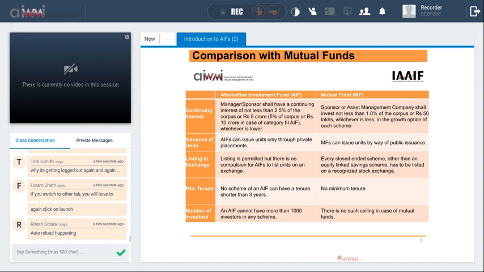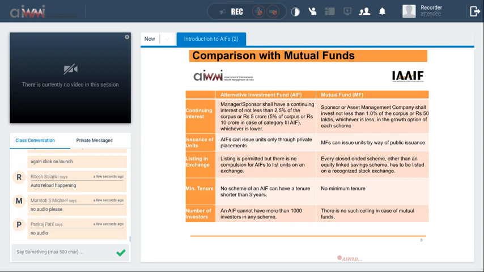Now, both mutual funds and AIFs have a continuing interest requirement, and as you can see, AIFs have a much higher continuing interest requirement. By continuing interest, what I mean is the manager or the sponsor has to mandatorily invest in the AIF alongside the investor.